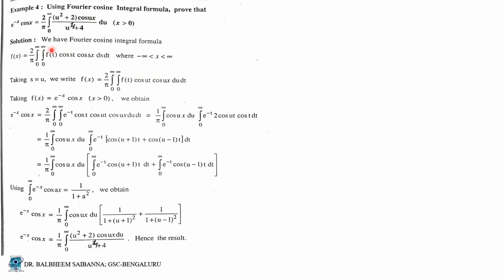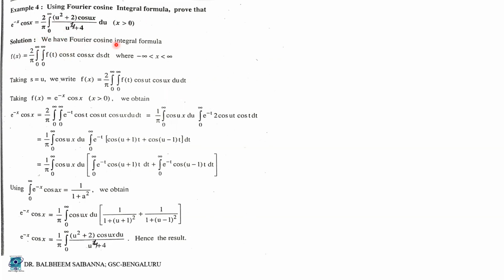Next, fourth example. Using the Fourier cosine integral formula, prove that e to the power of minus x cos x is equal to 2 by pi integral 0 to infinity of (u square plus 2) cos ux divided by (u to the power of 4 plus 4) du, x greater than 0. That is, x is positive.